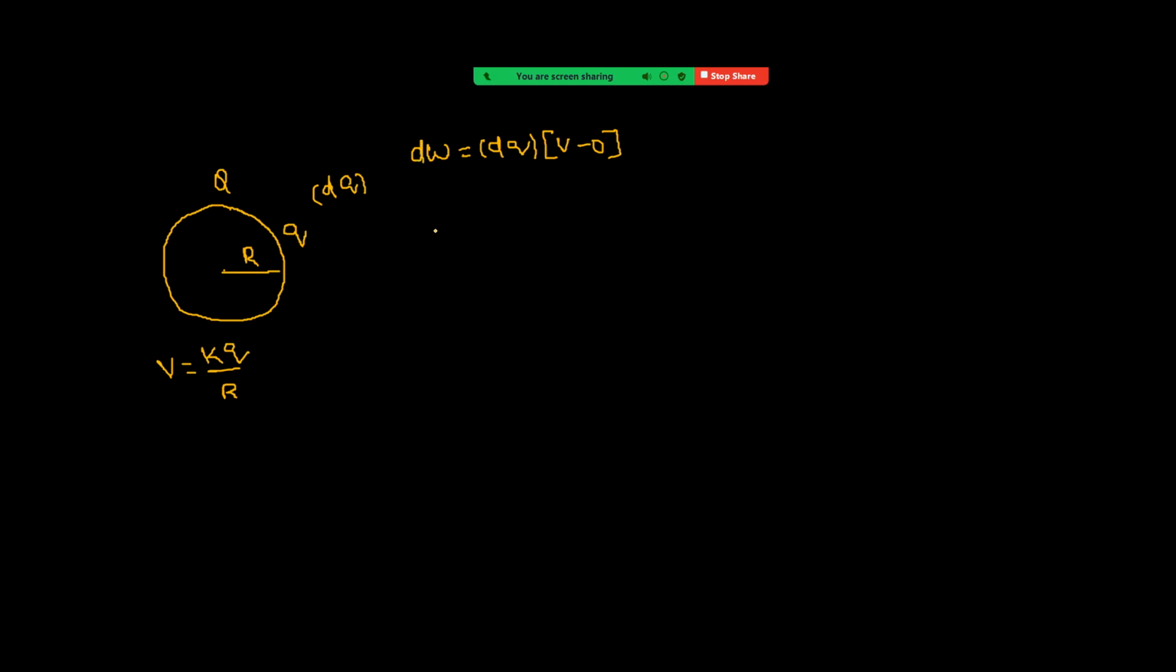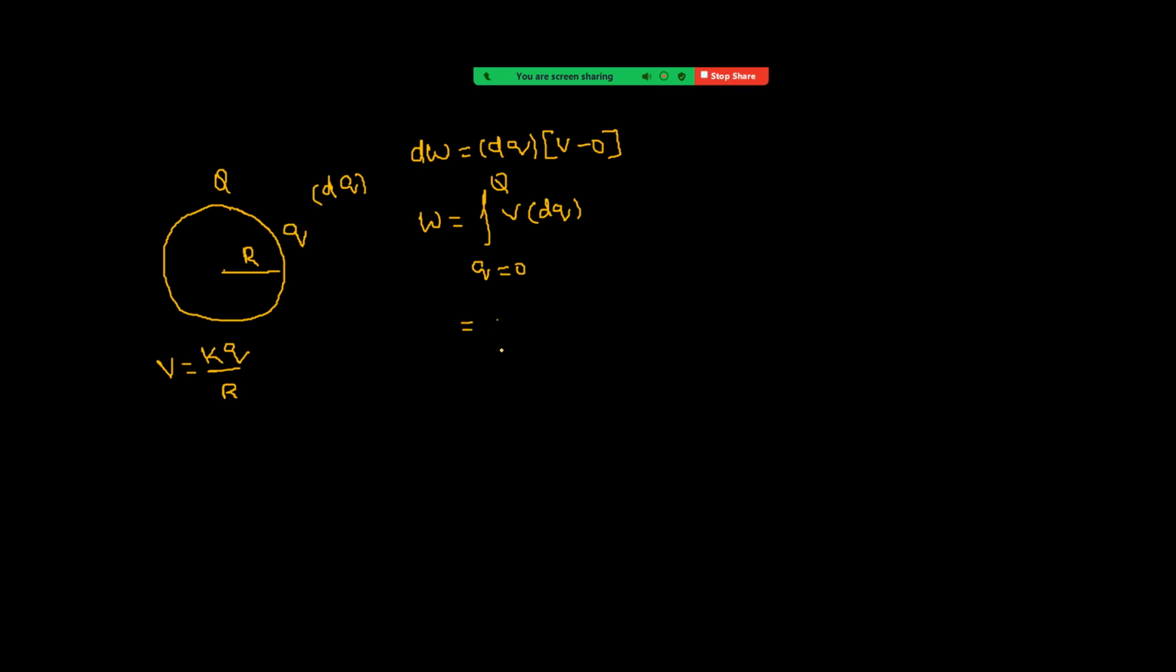Now see how much work is done. W equals integral V dq. This is the work done in bringing a small amount of charge dq from infinity up to the surface. Now we have to integrate. It is from where to where? It is from charge q equal to 0 up to capital Q. So this is work done by external force, right?